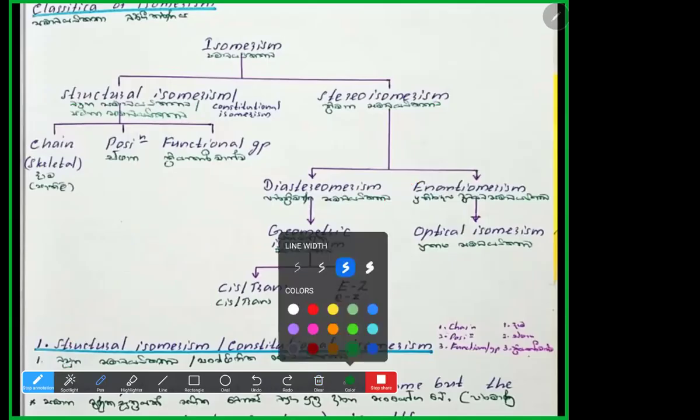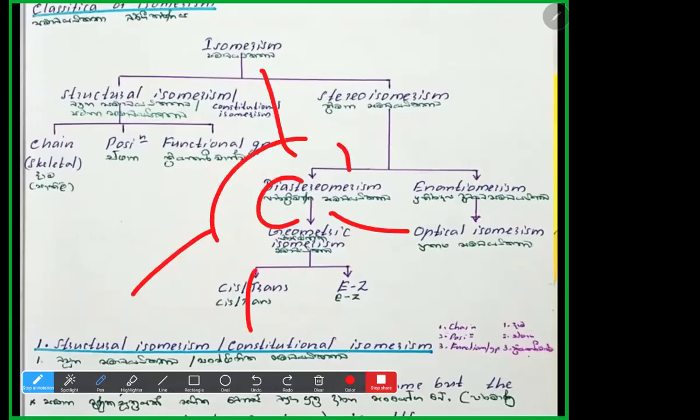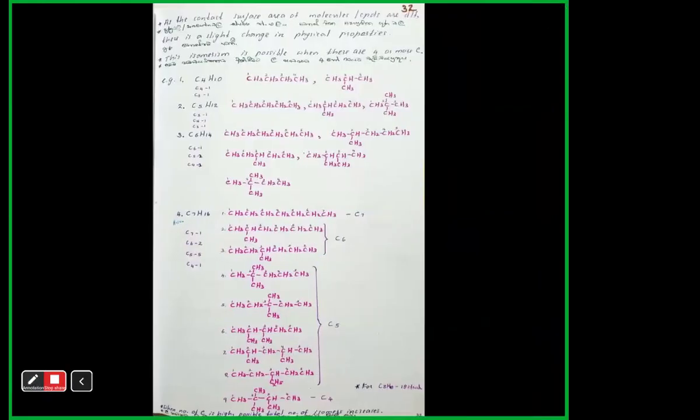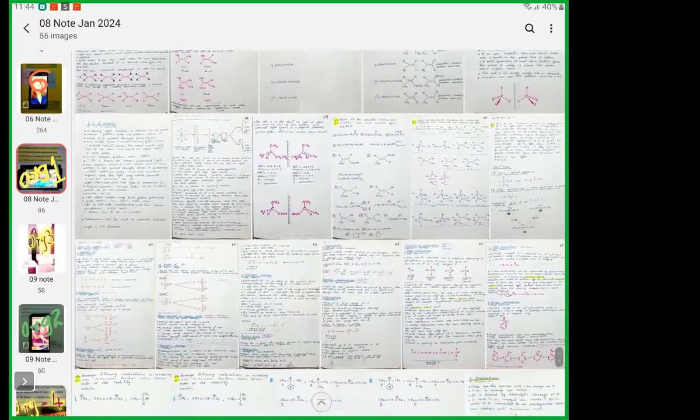What is optical isomerism? Enantiomerism. These compounds are non-superimposable mirror images, and that comes through one carbon joined to four different groups. Those are called chiral carbons. Only compounds with a chiral carbon have optical isomerism. That's all. I'm not going to explain each of these separately.